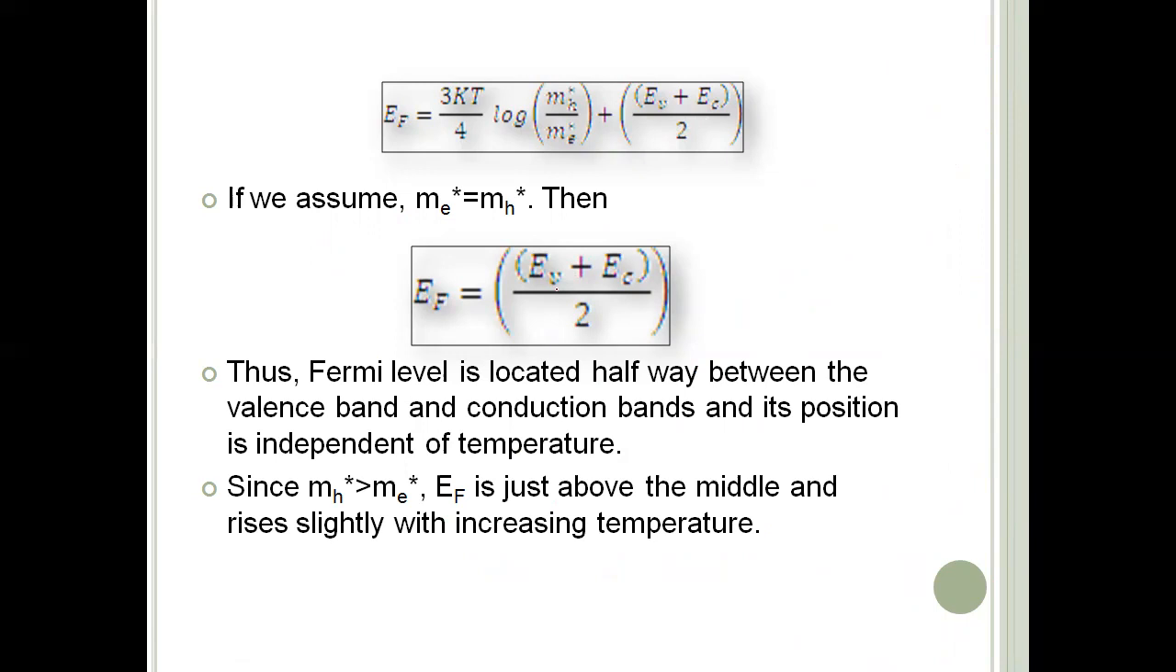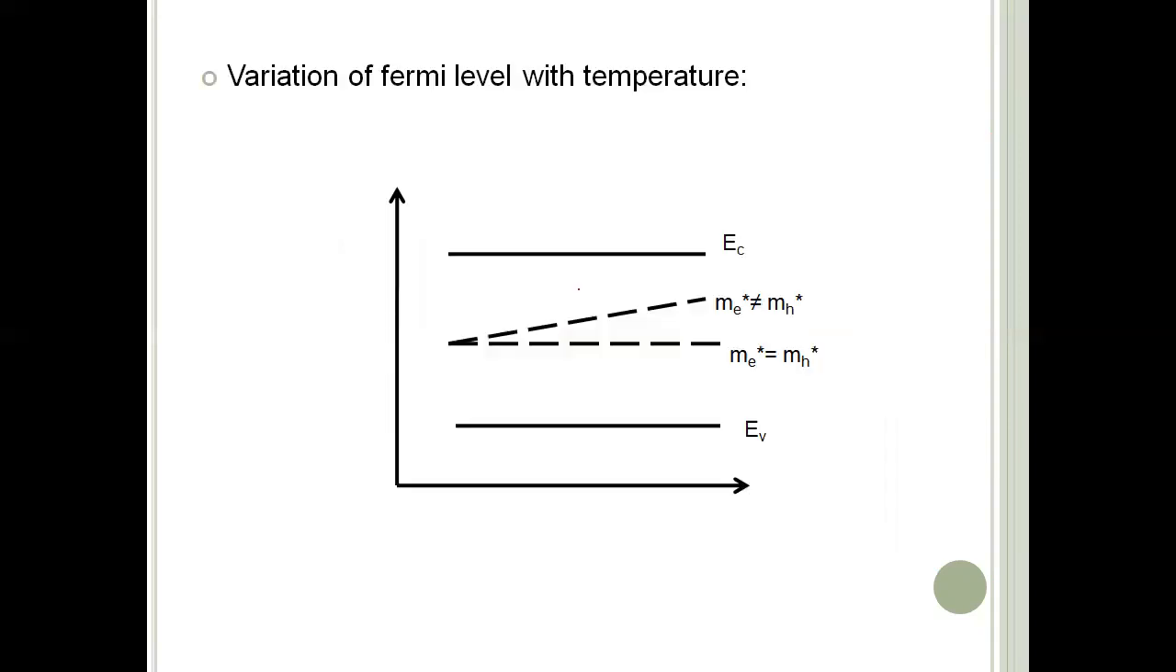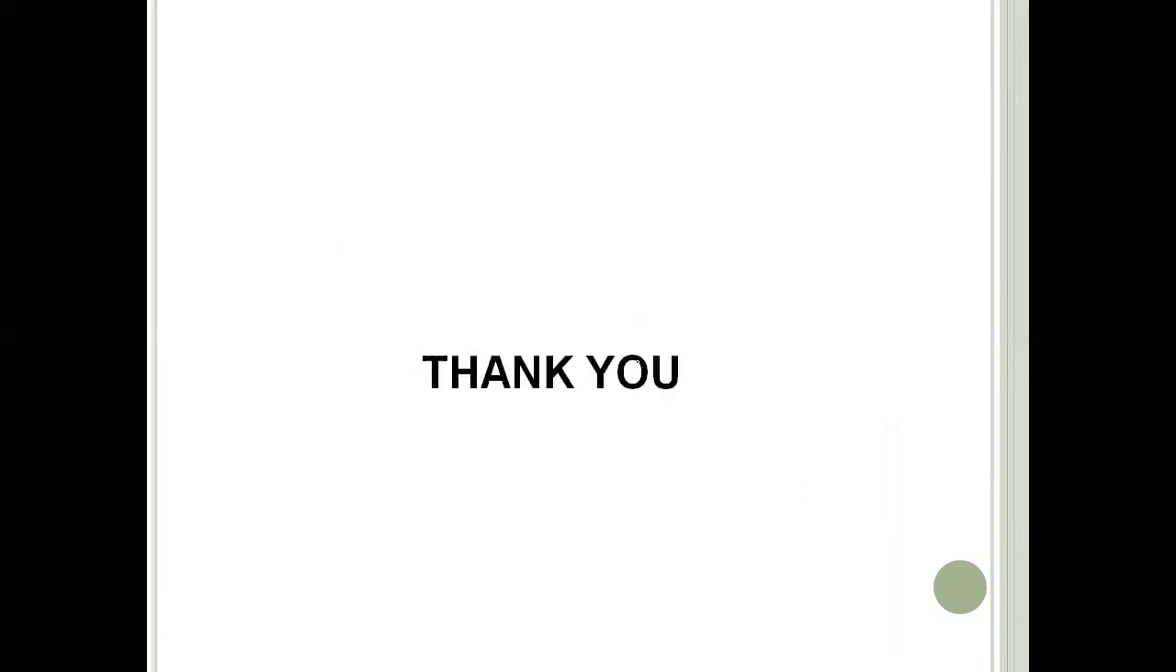So the Fermi level will be located in the midway between the valency level and conduction level, where it is independent of temperature. If you see the expression, if me star is equal to mh star, the Fermi level will be midway between EC and EV, the conduction level and valency level. But if me star is not equal to mh star, the Fermi level will shift towards the conduction level. This is the variation of Fermi level with temperature. Thank you.